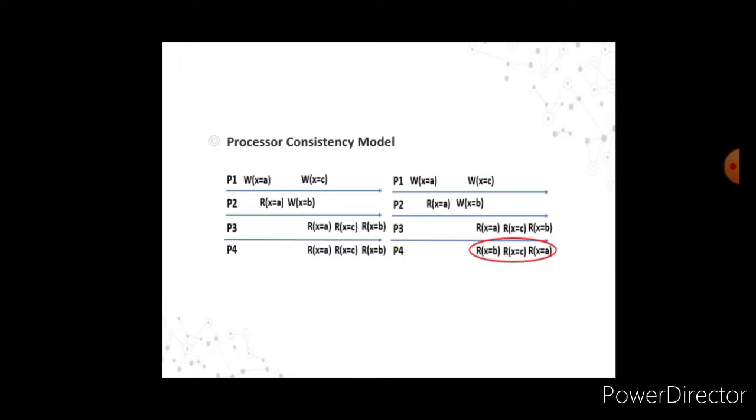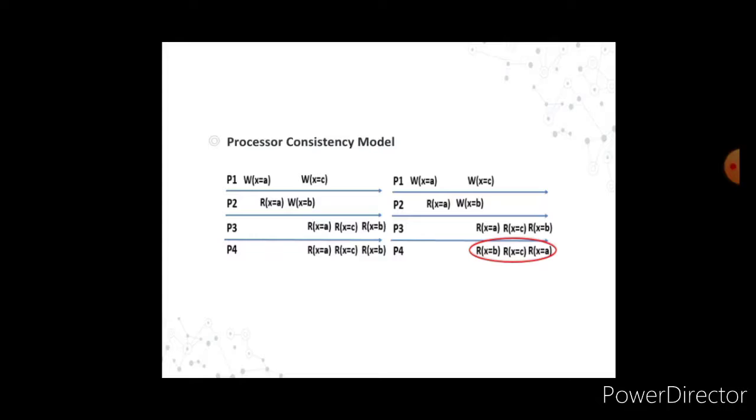Next model is the processor consistency model. The processor consistency model, proposed by Goodman, is very similar to the PRAM consistency model, that means pipeline random access memory model, with an additional restriction of memory coherence. A processor consistency model is both coherent and adheres to the PRAM consistency model.